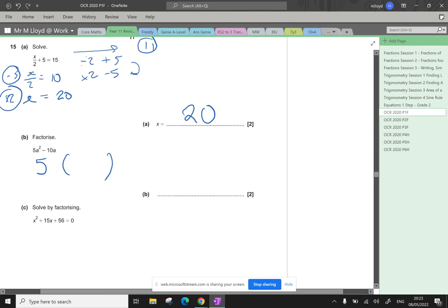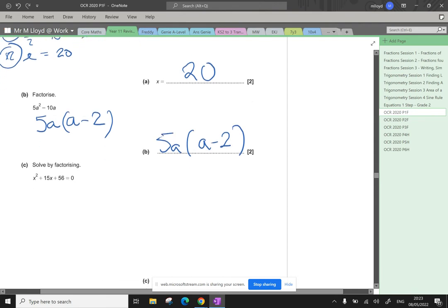And then the letters as well, there's a highest common factor that will involve the letters, so we can divide both of those by a. So we've got 5a squared divided by 5a, which gives us a. And then we've got take away 10a divided by 5a. The a's will cancel. 10 divided by 5 is 2. So that gives us 5a, open bracket, a, take 2.